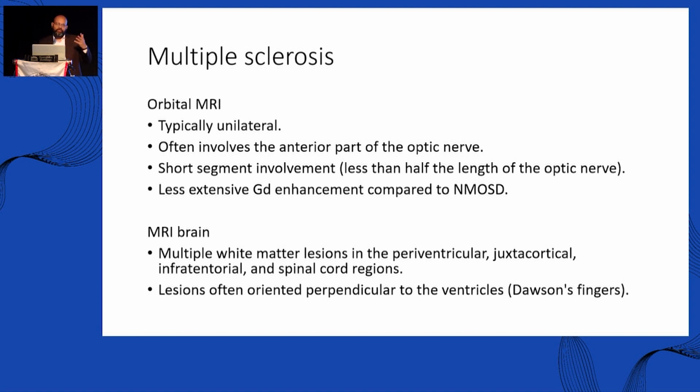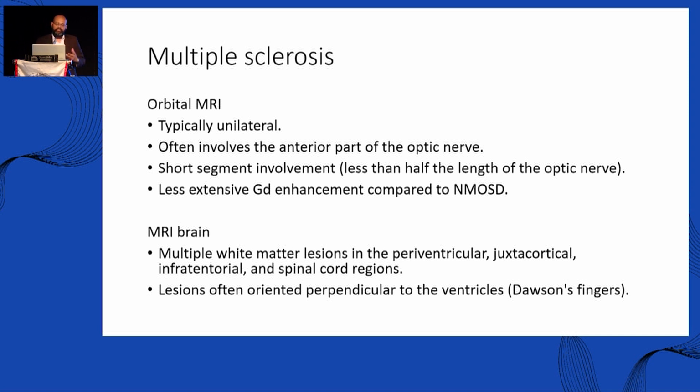So typically, if it is unilateral, we are most likely thinking of multiple sclerosis. It often involves the anterior part of the retroorbital segment, right? And it is less than half that is involved. So that's very important, okay? So it's a short segment that is involved. It is generally retrobulbar, so therefore you will not see anything on fundoscopy. And that is exactly what you see also on imaging as well, right?